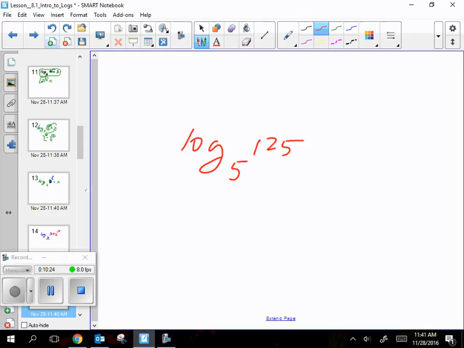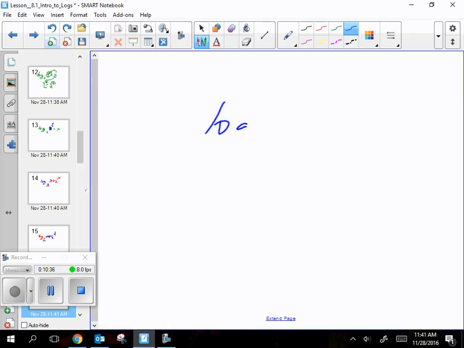I hear 5 and I hear 3 and I hear 1/3. 3. Because 125 is really 5 to the third. So that are equal, that's the answer. Okay, here's a more obscure one. Nope, nope. That's the answer. 3. As the base is the same, the answer's right there.